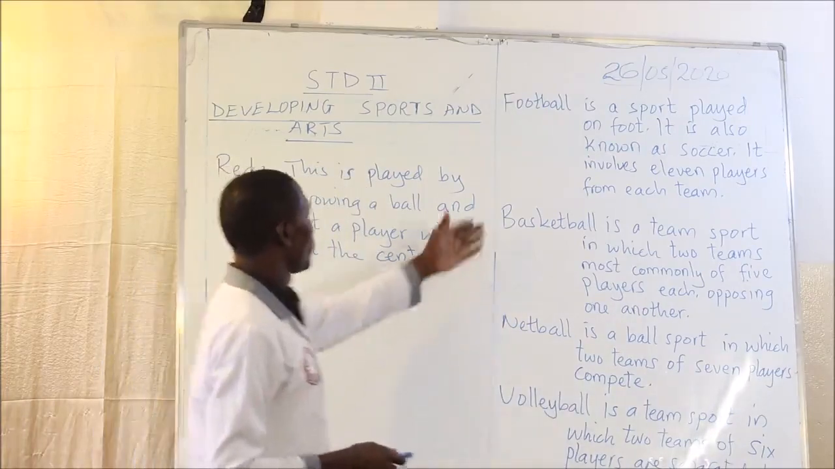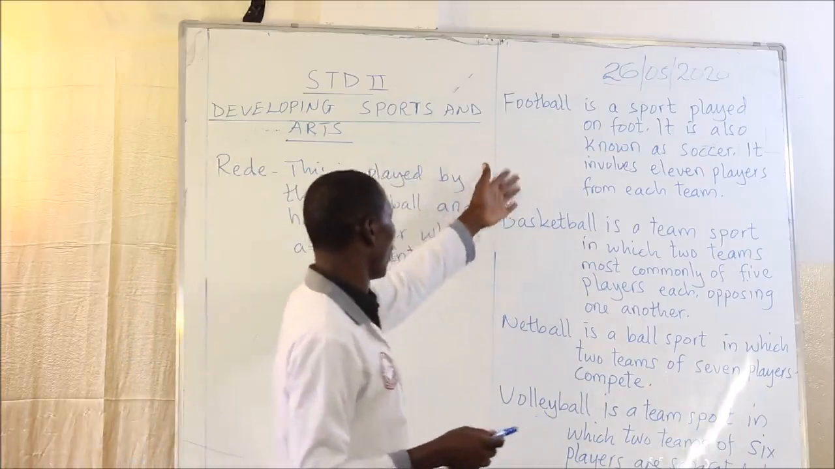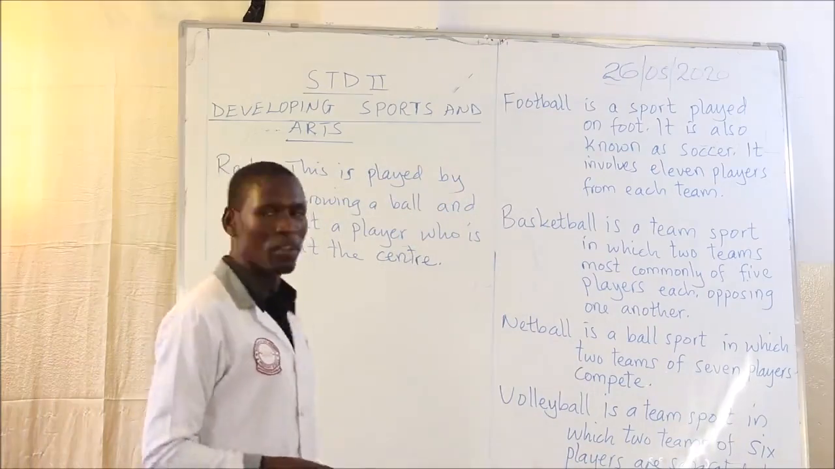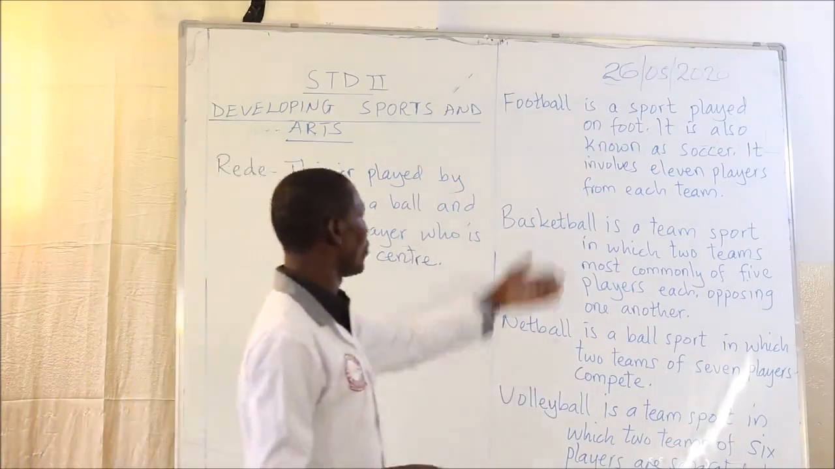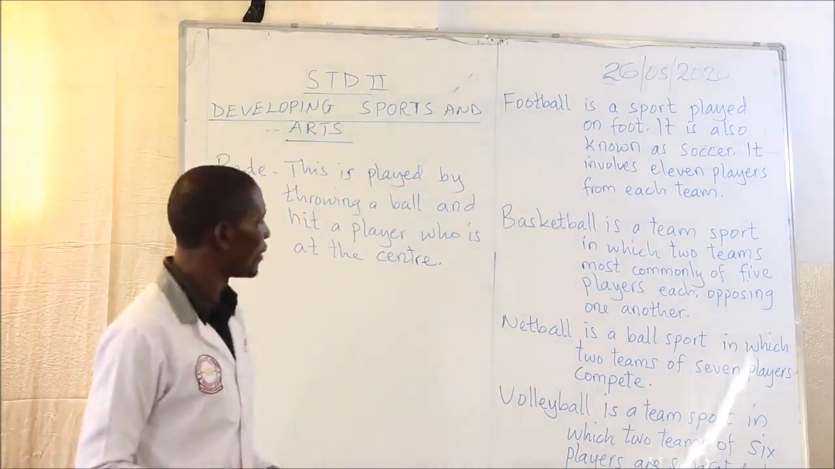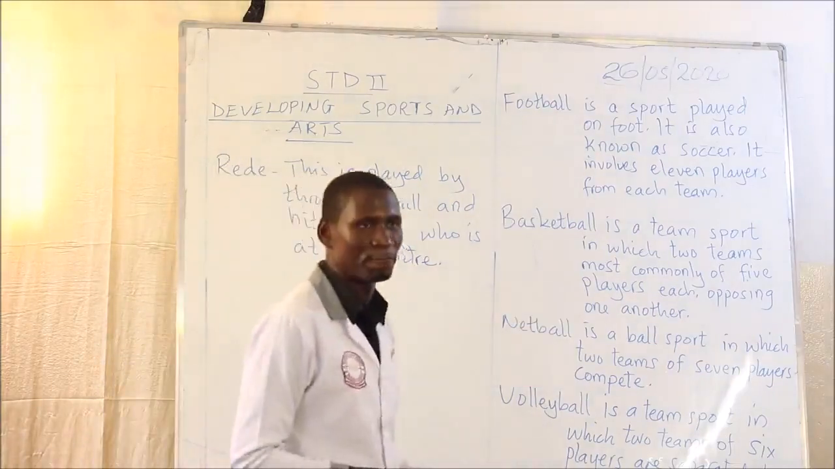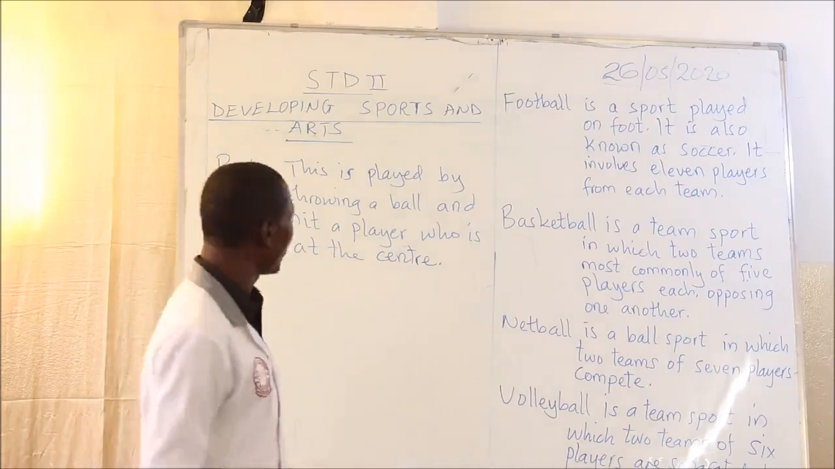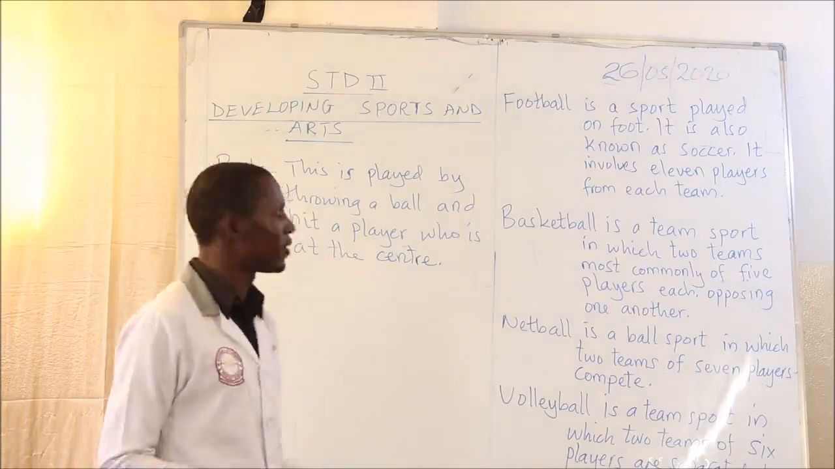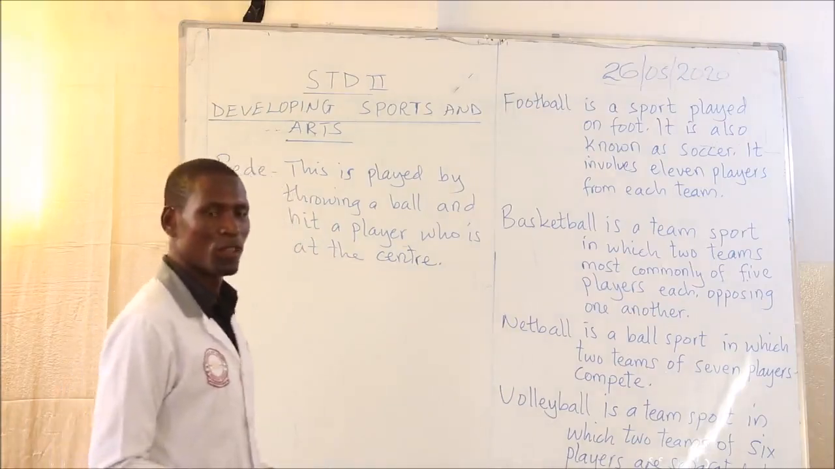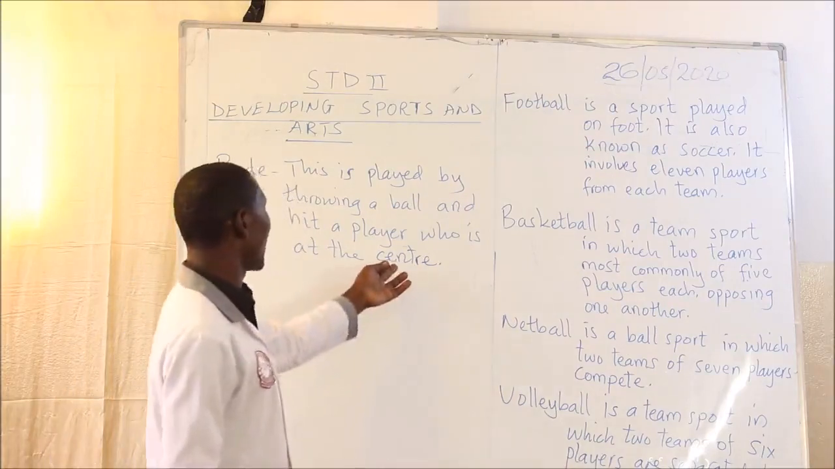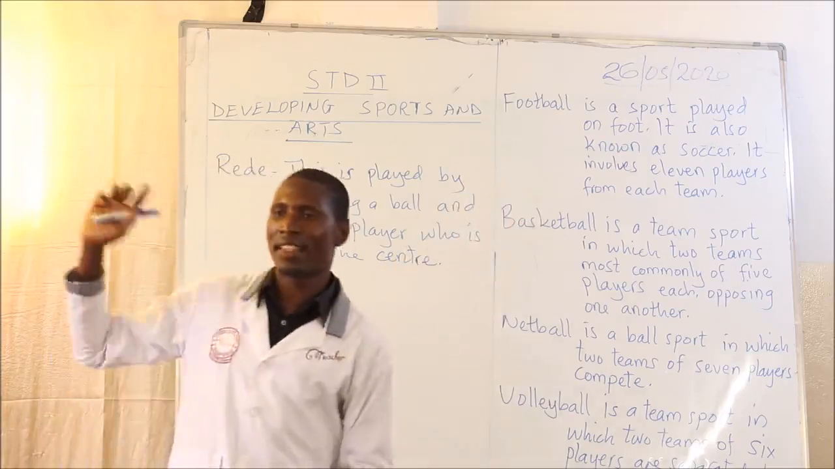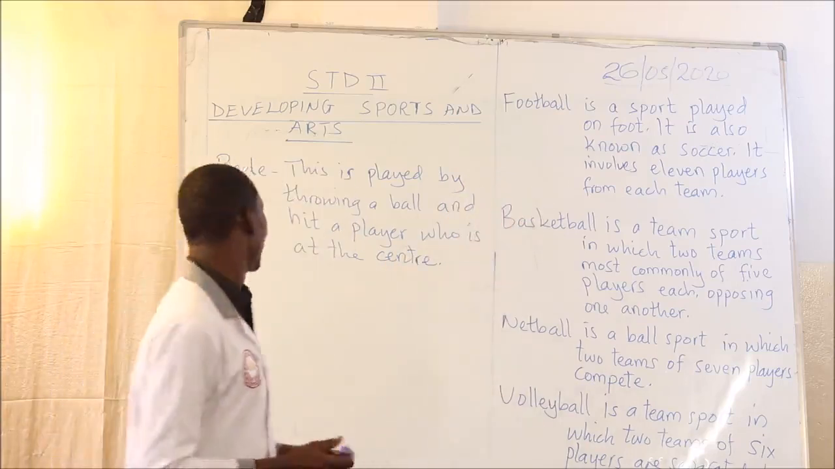For the first examples of these games, football, basketball, netball, volleyball, I have mentioned the number of players that is needed. But here I have not mentioned. Why? It depends. But the least number of players is 3. The other one should stand at the center, and the rest on the other sides.